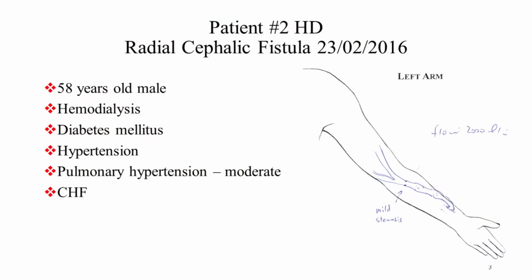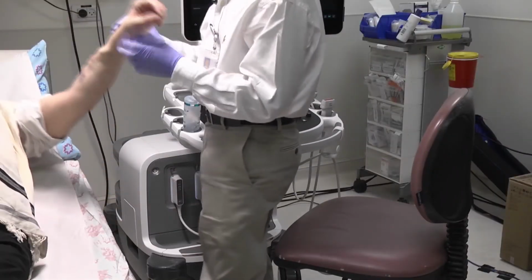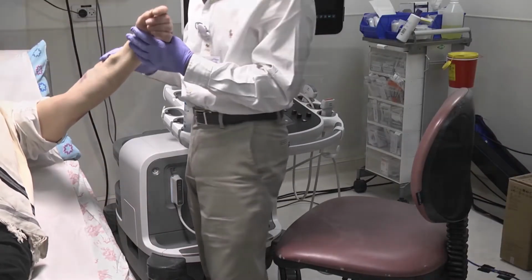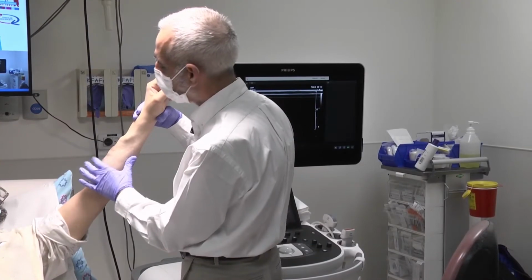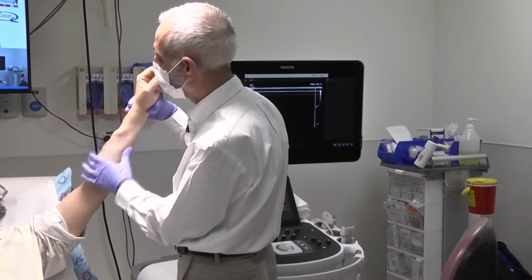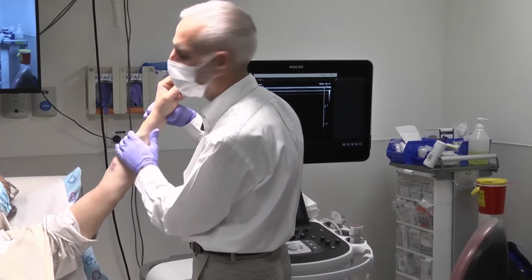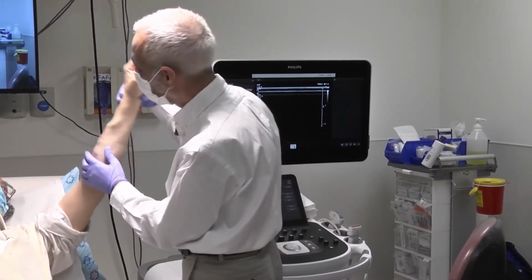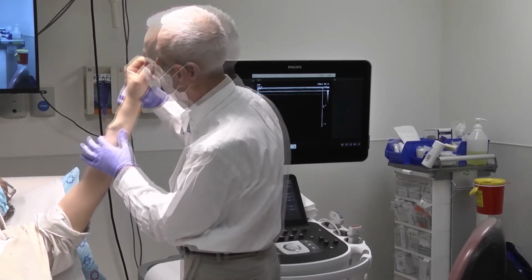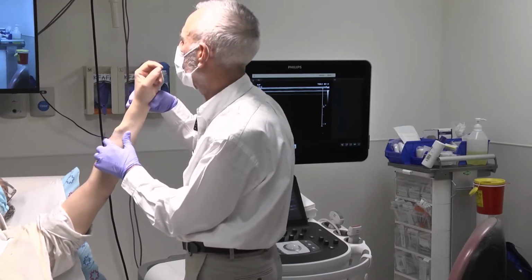Let us start then. This patient is a 58 years old male on hemodialysis, with diabetes mellitus and hypertension. He has a radial cephalic fistula. You can see it here. You can see that there is partial emptying of the puncture site. As you can see here, it's a little bit pulsating. There's a nice thrill here. But when he elevates his hand, there's emptying of the puncture site, as you can see here and here.